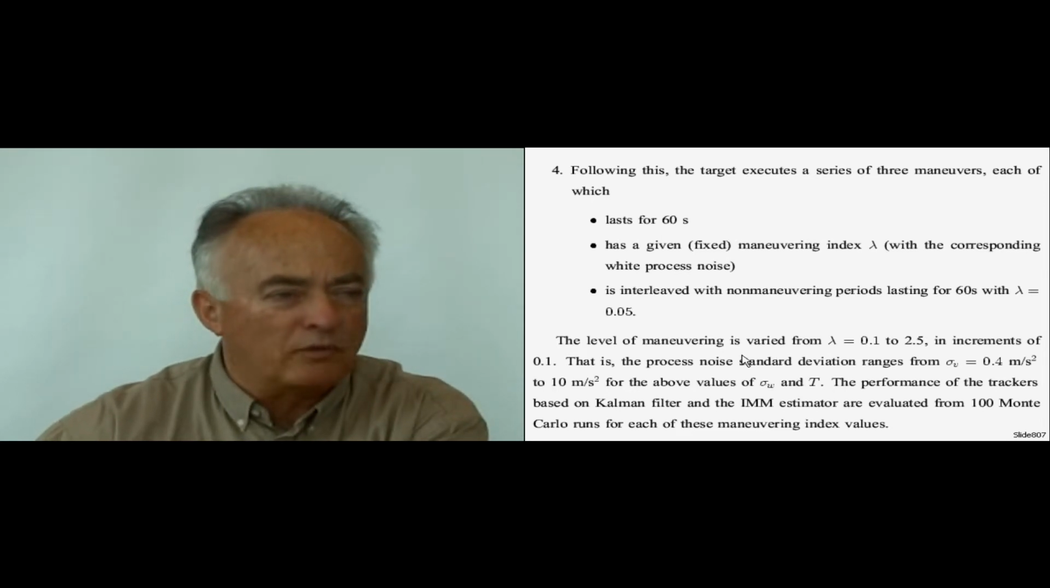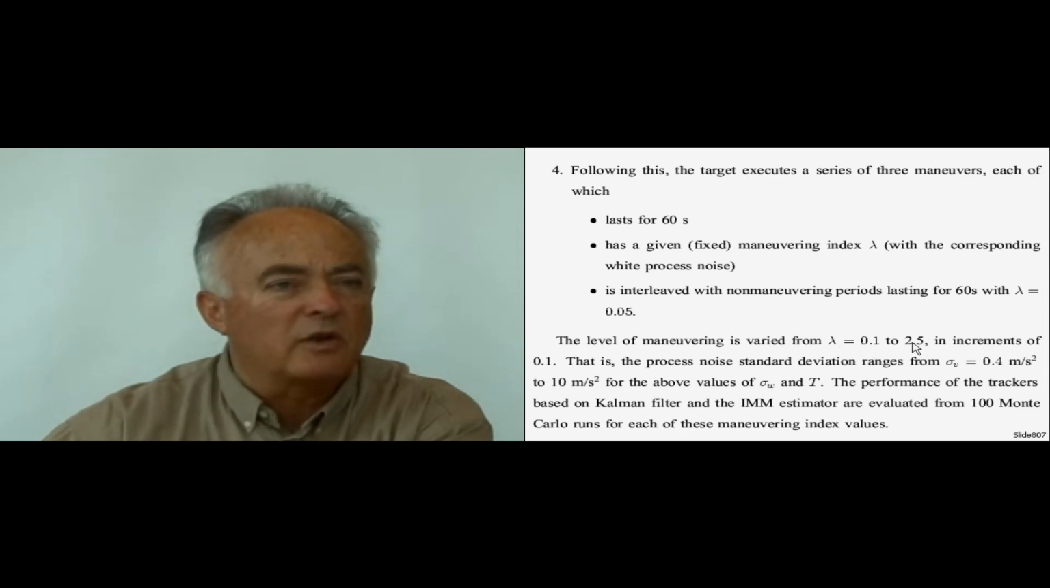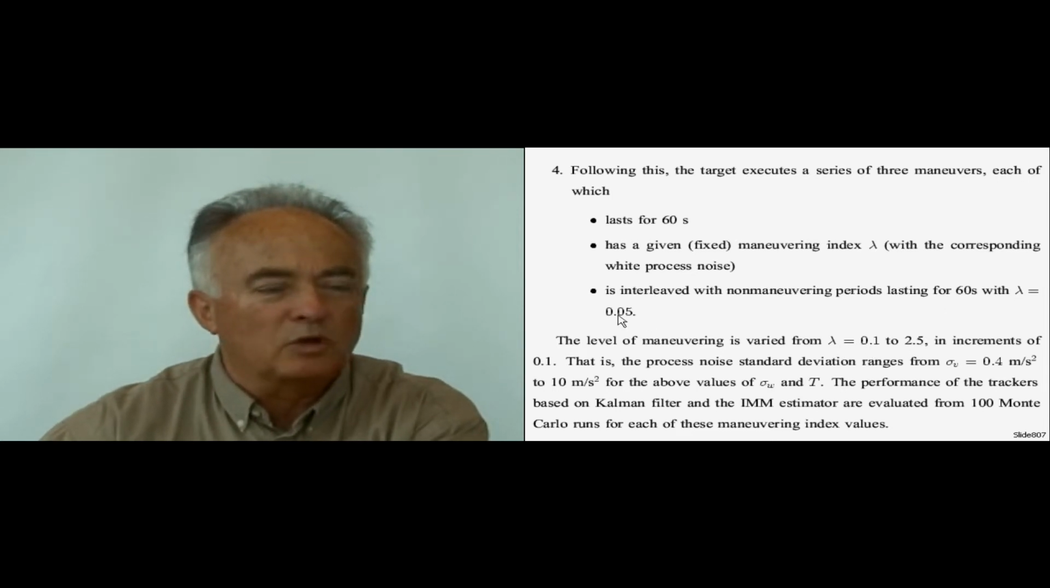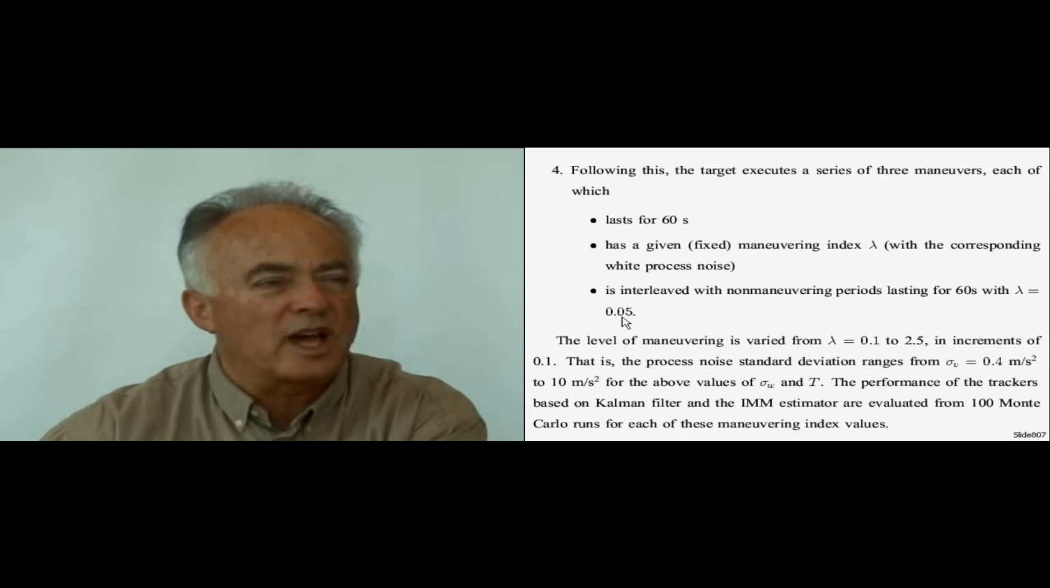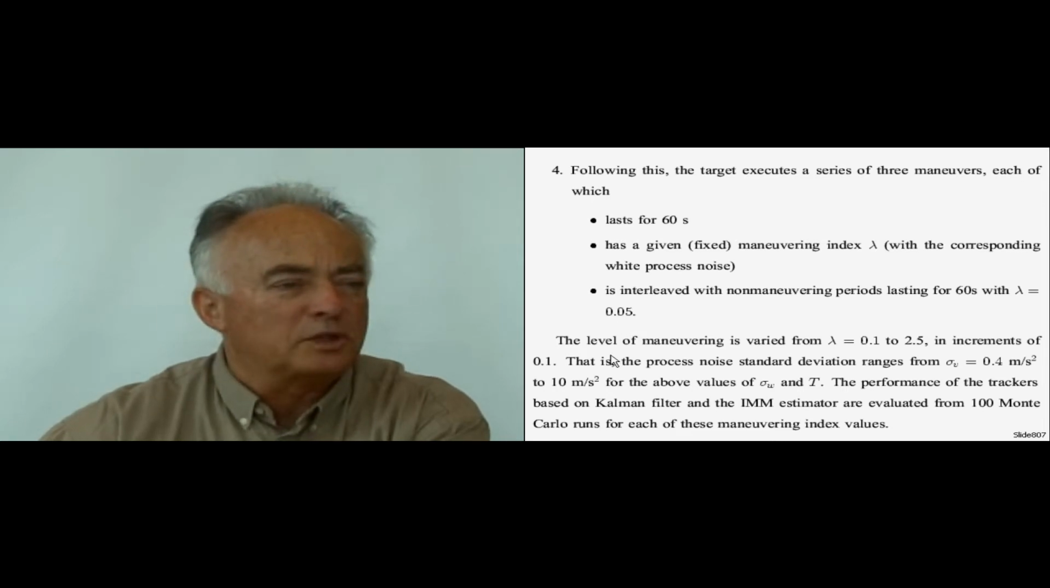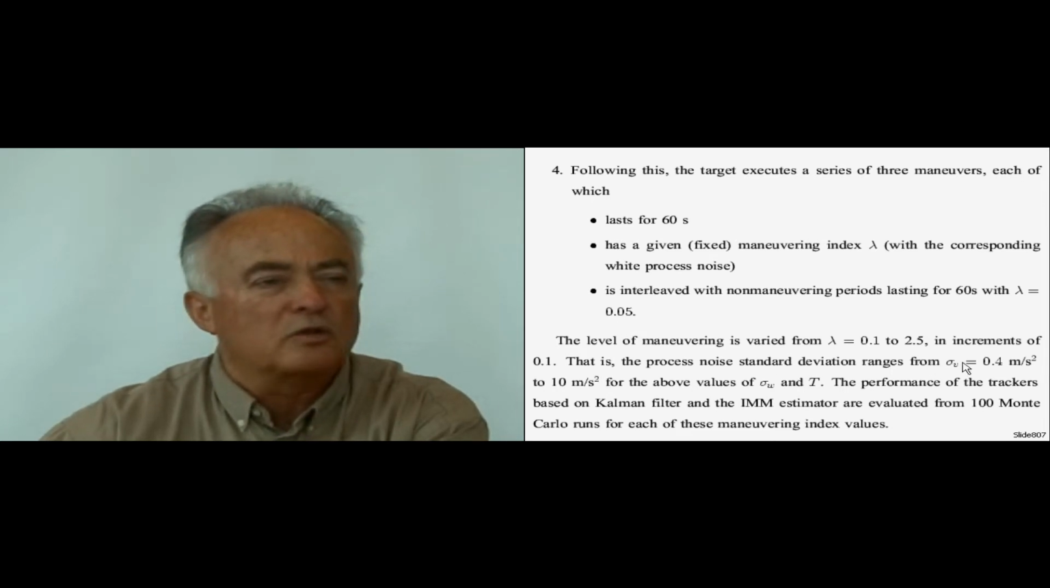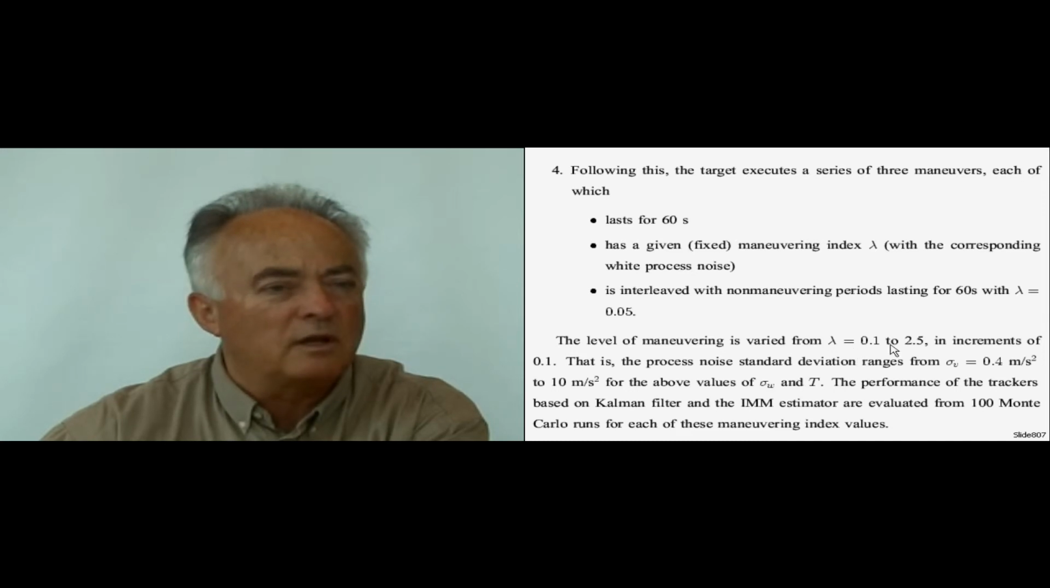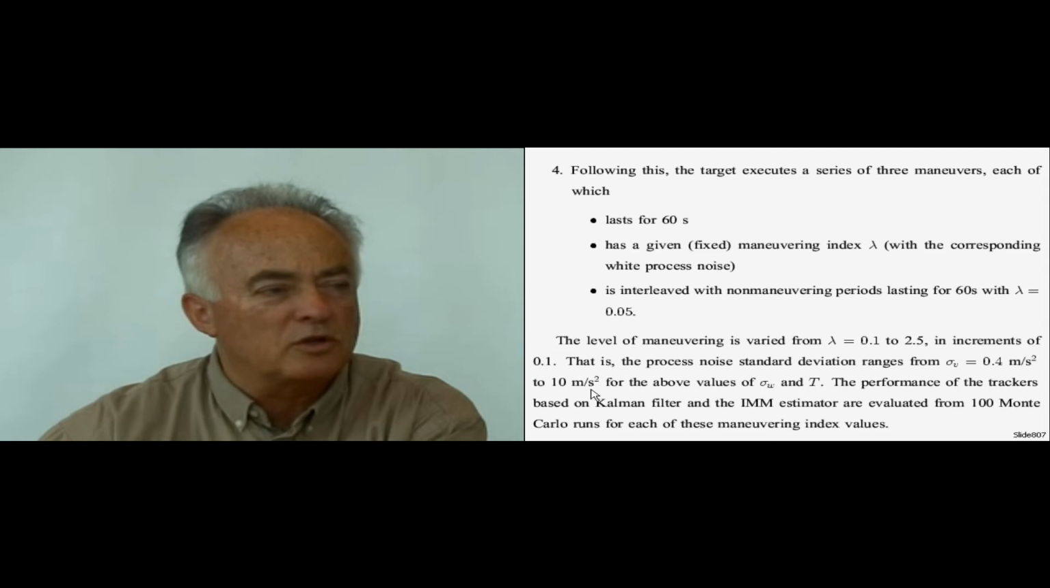So the level of this maneuvering lambda is varied from 0.1 to 2.5. You can see 0.1 is only about twice, so just slightly above the non-maneuvering case. This is a typical case because, with turbulence, there's no such thing as a perfectly constant velocity motion typically. So the process noise standard deviation ranges for this range of lambda from 0.4 to 10 meters per second squared. That's 1G, that's pretty heavy.